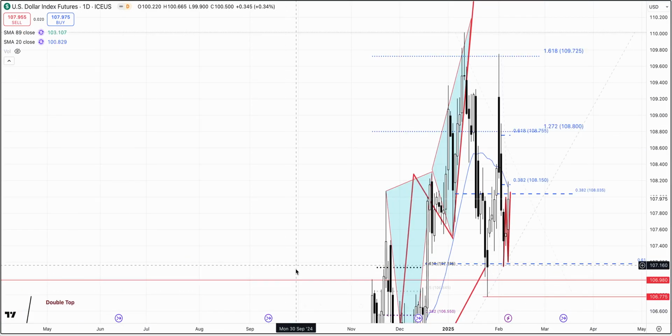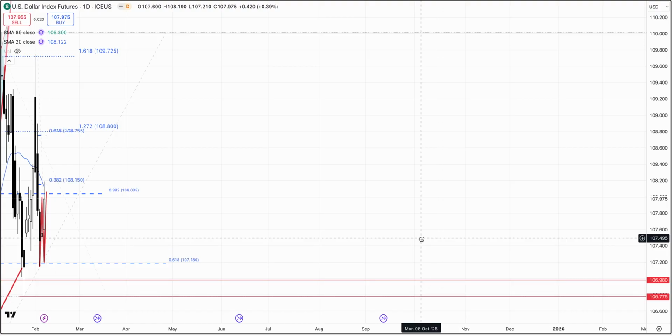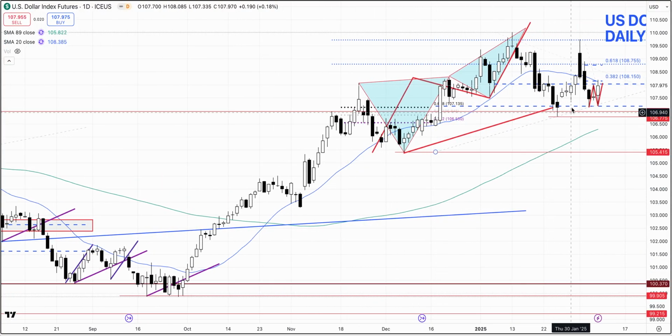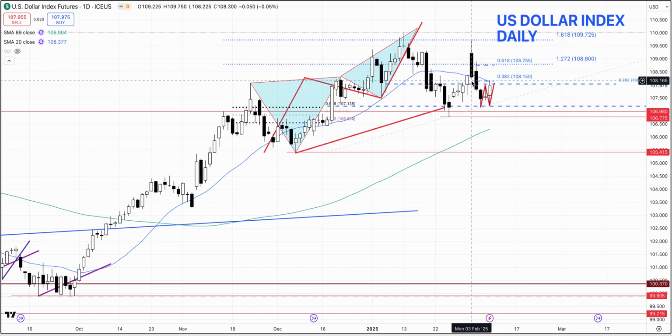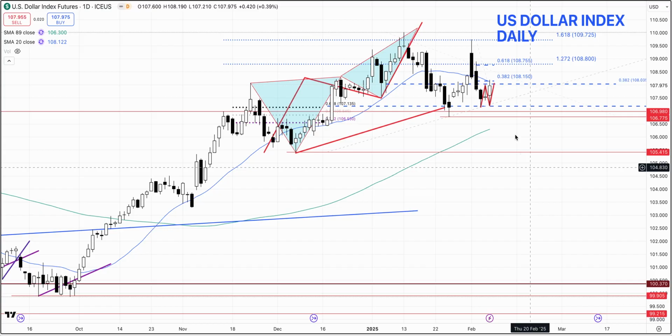What is really interesting to watch is, in fact, this 107 level. There we go. 107 level and the low which came in at 106.77. That is really key. If the market is really weak, and the lows of 27 Jan are taken out, then we're looking at an ABCD to the downside, and in my opinion, we could then see a test of the lows of 6th of December 2024 as well.